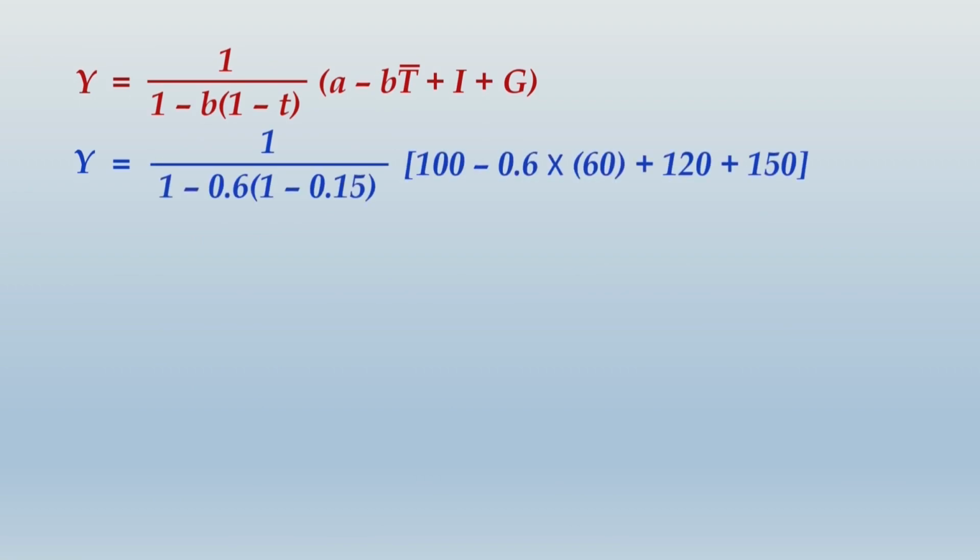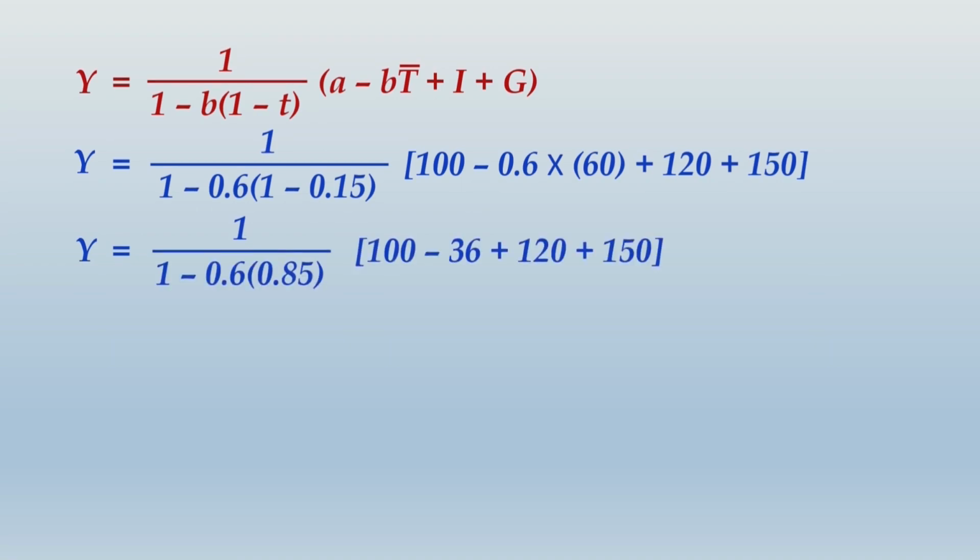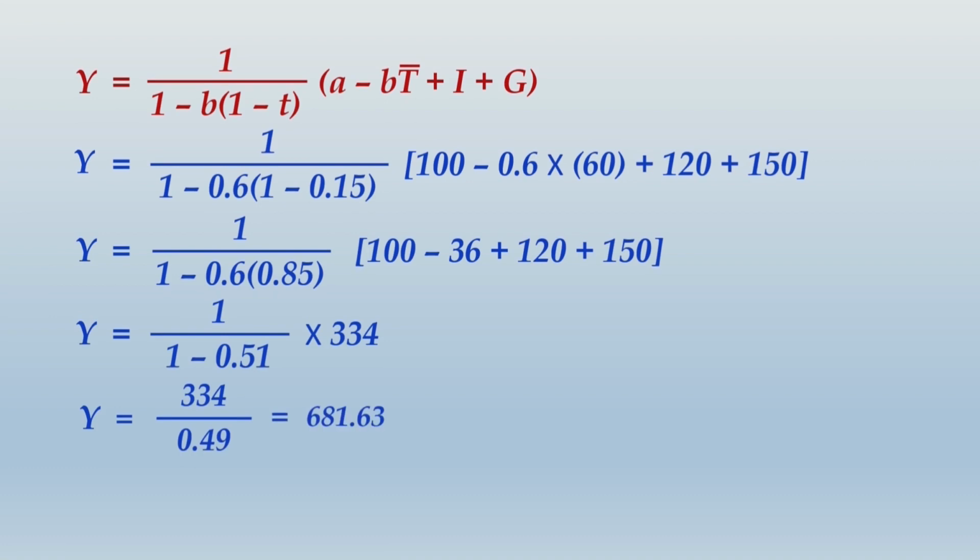Let us try to substitute the value of these variables in the main formula for computing y, and when you do that, as I told you earlier also, you should be careful with these plus and minus signs, and what you should apply as first calculation and what later. So it is the inverse of 0.49 that gets multiplied to 334, or simply 334 divided by 0.49, which will give you the equilibrium income as 681.63.